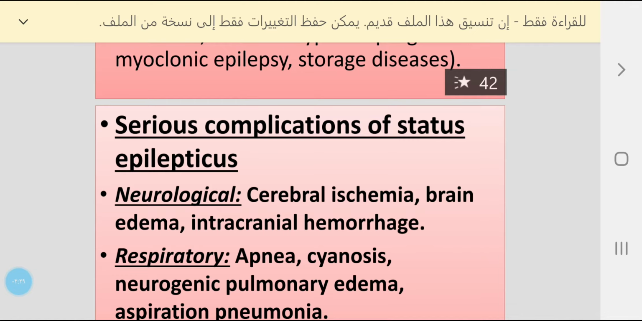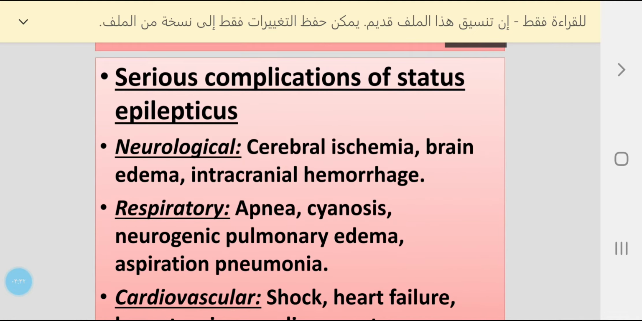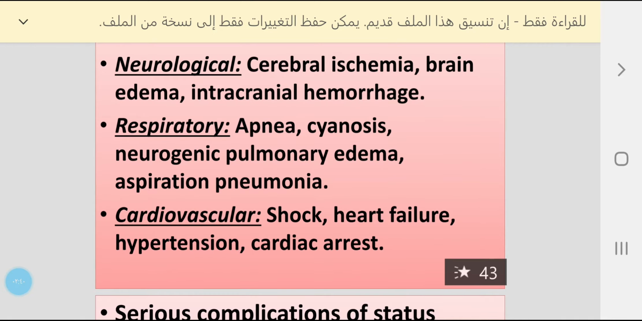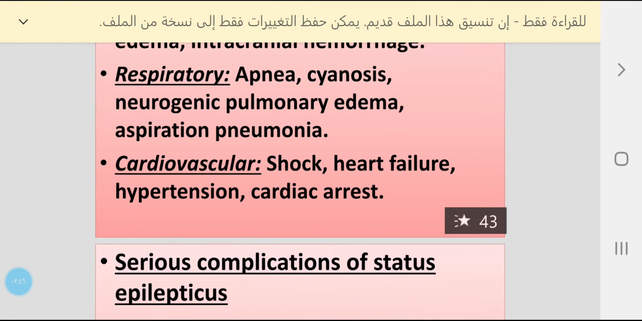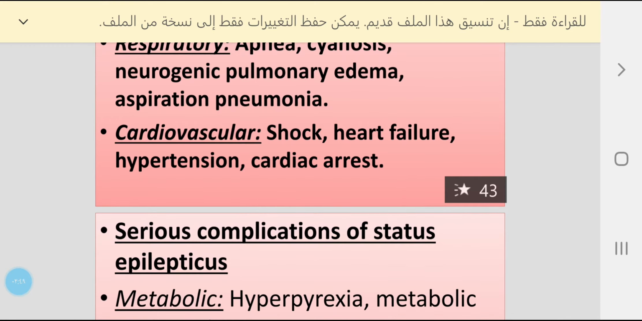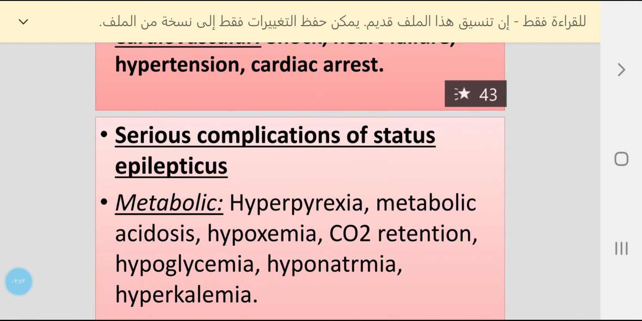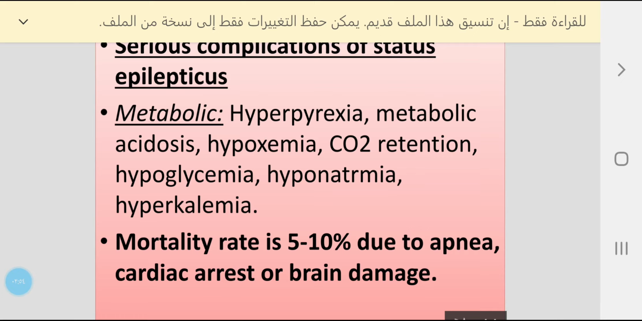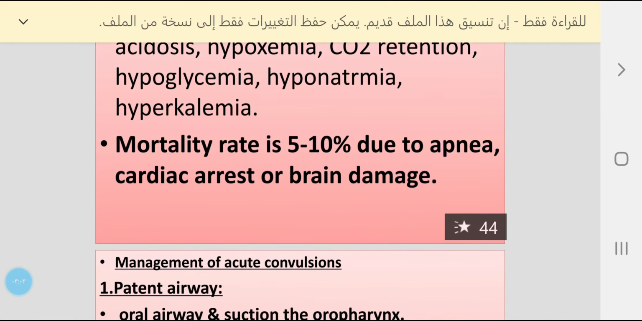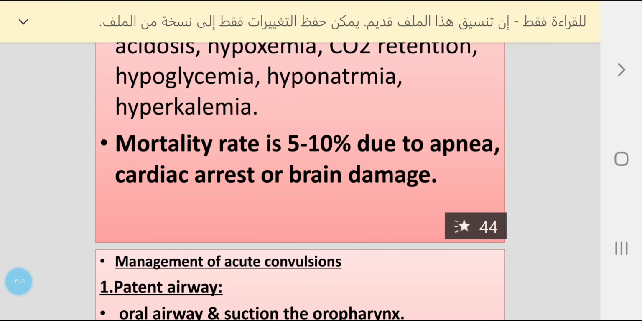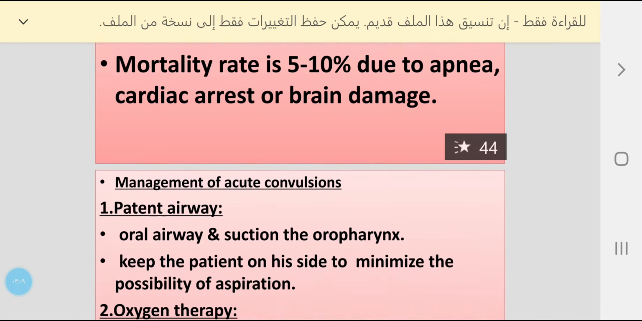Now we talk about serious complications of status epilepticus. This includes neurological complications like cerebral ischemia, brain edema, intracranial hemorrhage, respiratory like apnea, cyanosis, neurogenic pulmonary edema, aspiration pneumonia, cardiovascular like shock, heart failure, hypertension, cardiac arrest, metabolic like hyperpyrexia, metabolic acidosis, hypoxemia, CO2 retention, hypoglycemia, hyponatremia, hyperkalemia. The mortality rate is 5 to 10% due to apnea, cardiac arrest, or brain damage.